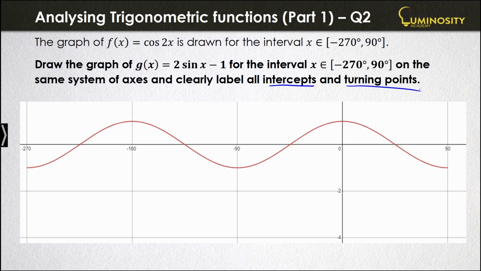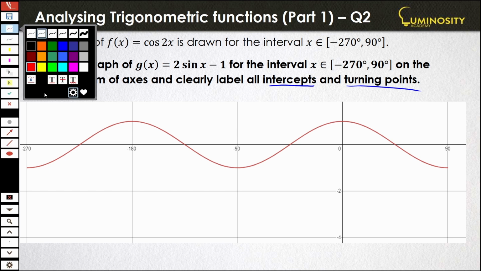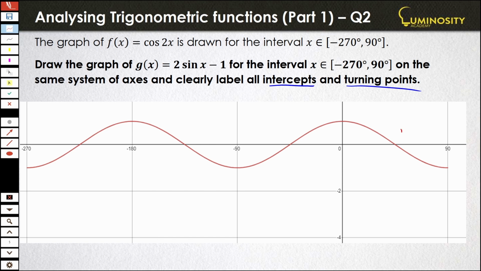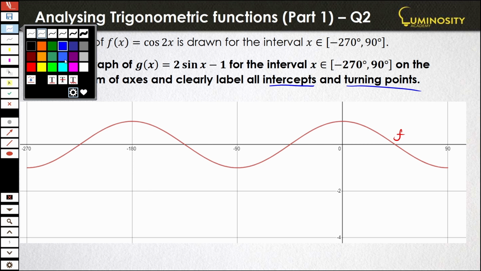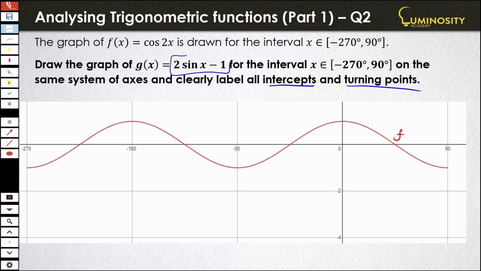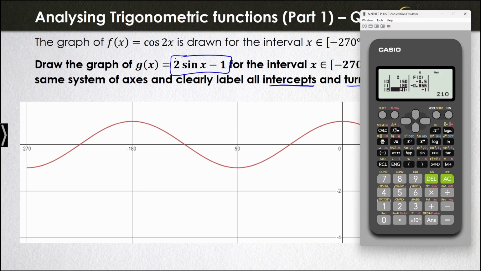Okay. So this graph here in red, that is the graph f, which is cos 2x. So we want to draw this graph here now, 2 sine x minus 1. So what I'm going to do is bring up the calculator, and we're going to use the table function again. So we go mode, table. So 2 sine alpha x, close brackets, minus 1. Okay, make sure you write it exactly the way you see it.